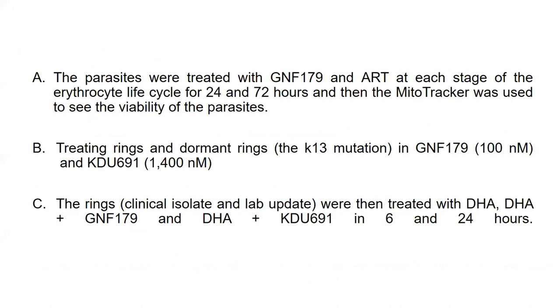The parasites were treated with GNF and artemisinin at each stage of the erythrocyte life cycle for 24 and 72 hours, and then the MitoTracker was used to see the viability of the parasites. Treating ring and dormant ring. Dormant ring is the parasite containing the K13 mutation, treated with GNF and KDU. The rings were then treated with DHA, for dihydroartemisinin, and DHA associated with GNF and DHA associated with KDU, for 6 and 24 hours.